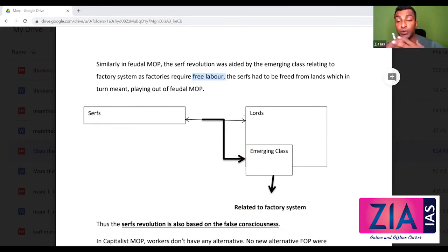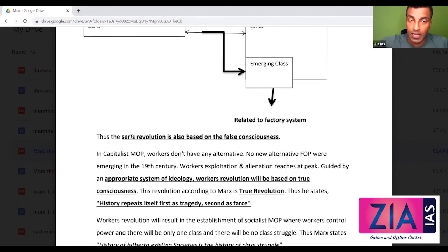So the serf had to be freed from the land, which in turn meant feudal mode of production would play out, and capitalist mode of production will come into existence. Thus, the serf revolution is also based on false consciousness, as it only satisfies the interest of few. That means eventually satisfying the interest of the emerging class.